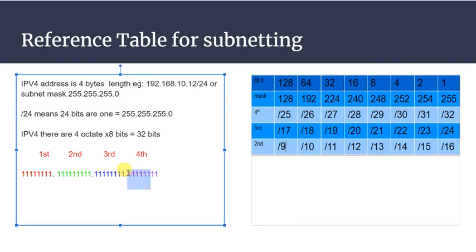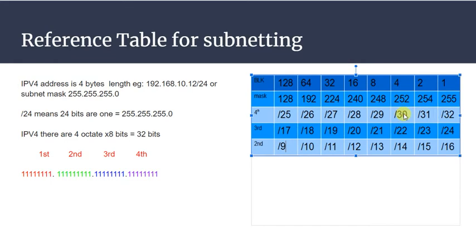Okay, this is 6 bits you are going to take. If you are taking 6 bits, what will the subnet mask be? Say 1, 2, 3, 4, 5, 6 bits. The subnet mask is going to be 252, and slash 30 will be the slash notation. So this is how this table is built. And similarly slash 31 and 32.